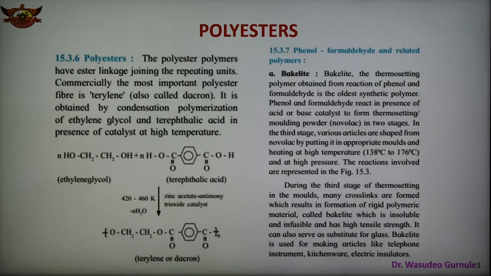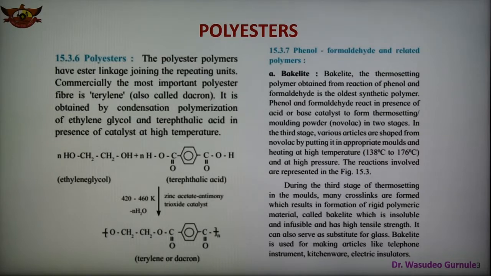The second important polymer is the phenol formaldehyde polymer, and bakelite is the well-known example of this polymer. Another is the melamine formaldehyde polymer. The phenol formaldehyde resin is called a resin because the product obtained is resinous in nature, and an example of this resin is bakelite. These are made by the reaction between phenol and formaldehyde in acid or basic medium.